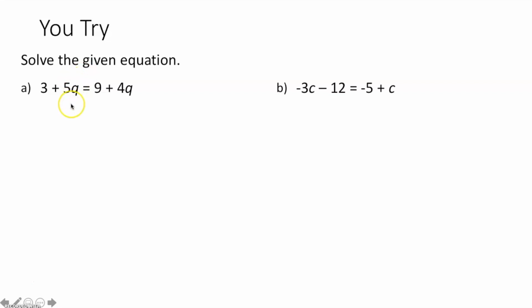Okay, so we're solving equations again. Simplify, move, solve. Step 1, simplify both sides. Done and done. This has a q, this does not. So we can't simplify anything.